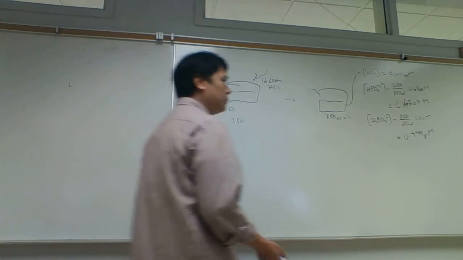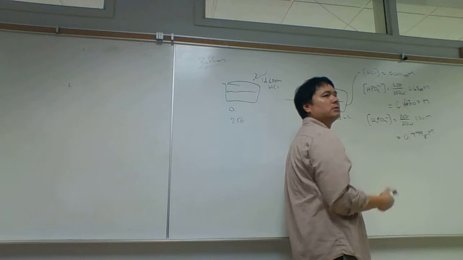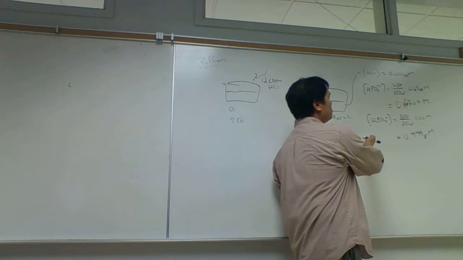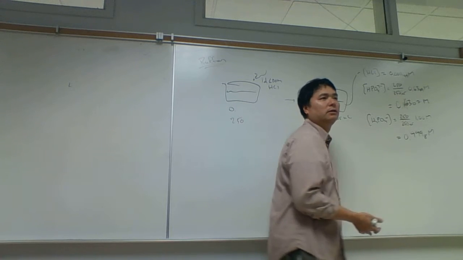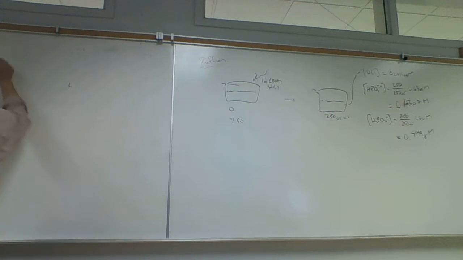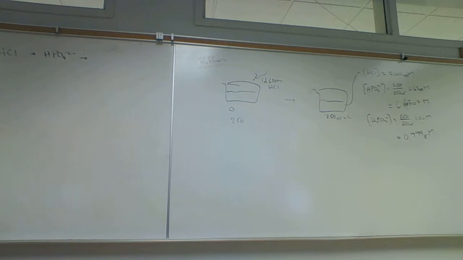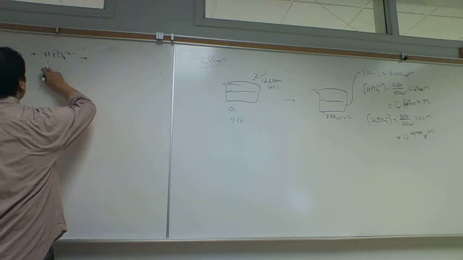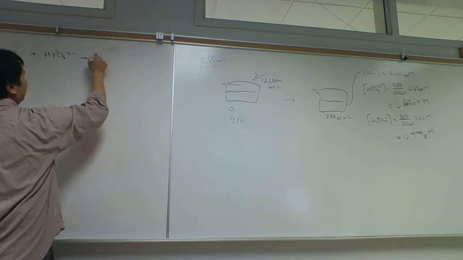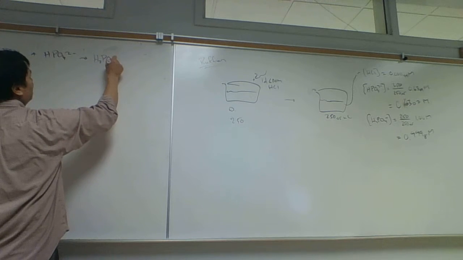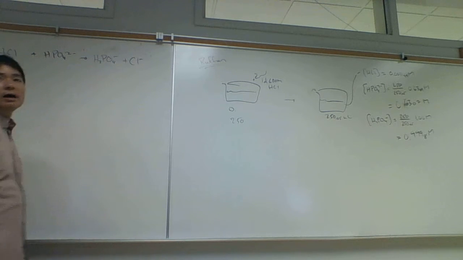Now this mixture is more complicated. We've got more species in there, and some amphoterics. But in this case, can you see it right off? The strongest acid is going to be hydrochloric acid. And then we figure out what is the strongest base. The strongest base is going to be HPO4 2 minus. And so what is this going to yield? This is going to yield H2PO4 minus plus chloride.